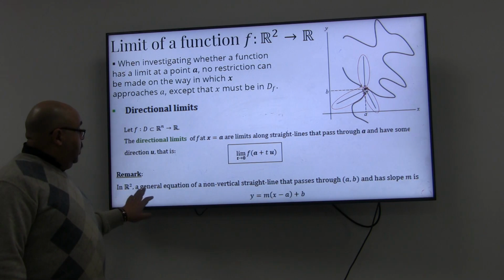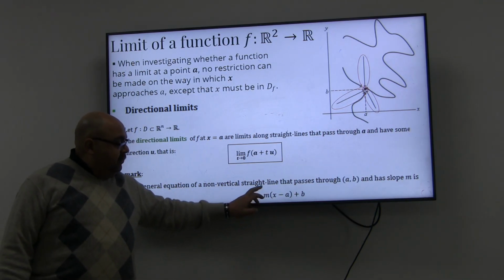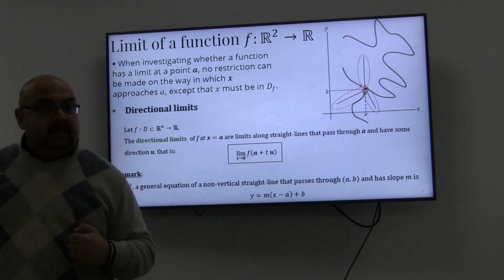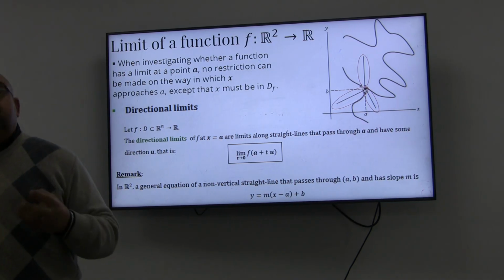So in R2, a general equation of a non-vertical straight line is going to be y equals m times (x minus a) plus b. That's when you are dealing with the point (a, b). Now I have some paths with me. I will need to check them.